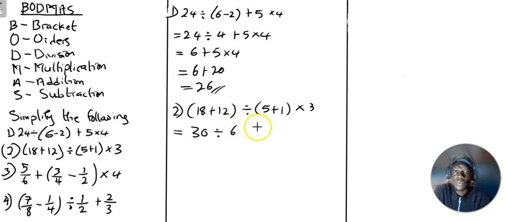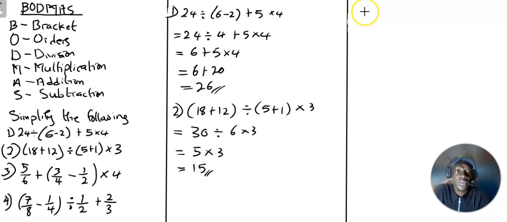Are you seeing it now? Then 6 times 3. After bracket, the next thing is division because there are no others here. So 30 divided by 6, that will give us 5. We have 5 times 3. 5 times 3 will give us 15. So our final answer here is 15.